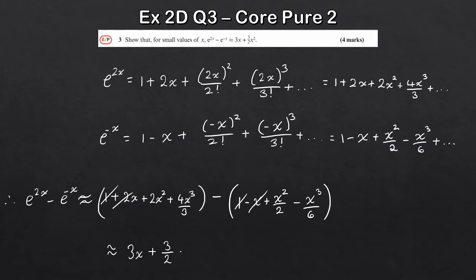It's 3 over 2 x squared. Now, I went one over here with the 4x cubed, but we don't actually need it, seeing as what it's done is it's got rid of all the values higher than x squared. So they've just said for all small values of x. So therefore, this is what we've got as required.